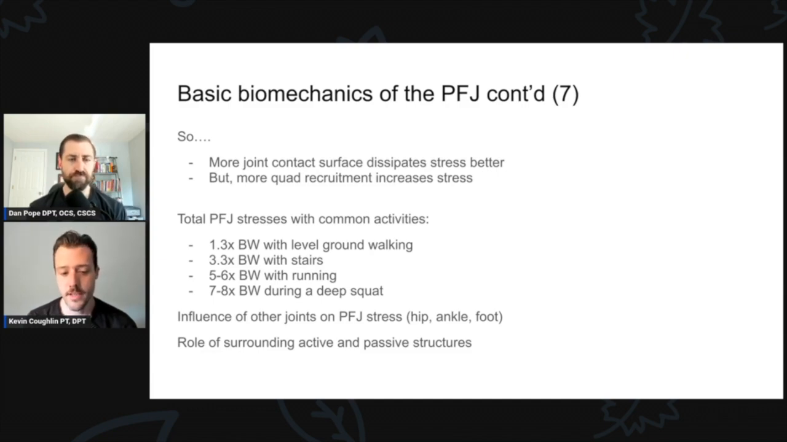And then also just thinking about the active and passive structures around the knee. There are a lot of passive structures. You have your medial patellofemoral ligament. You have some lateral support there as well. And then obviously the role of the quadriceps, the role of the calf, the hamstring. So just looking at the big picture as well with these patients.